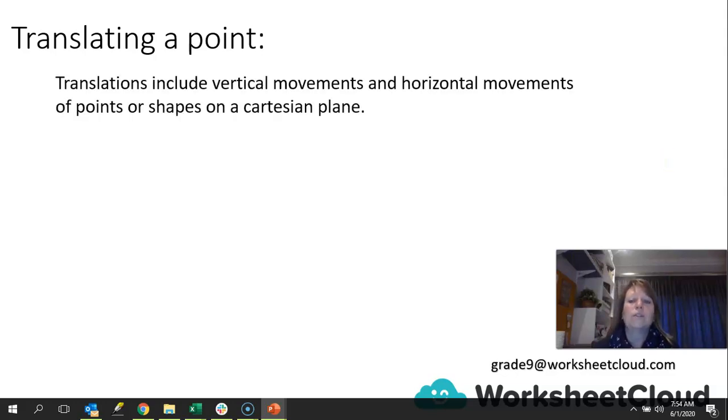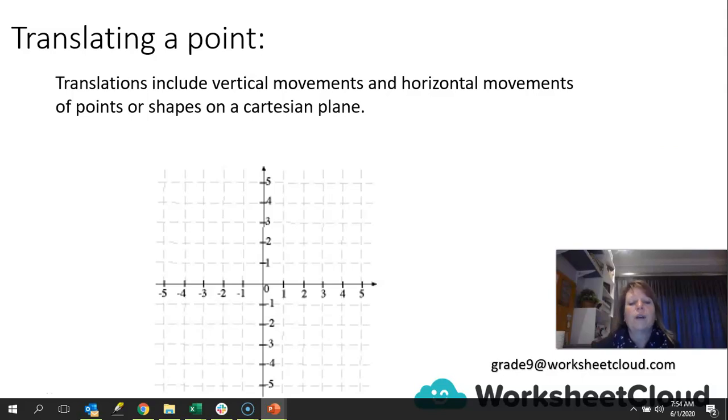Translations include vertical movements and horizontal movements of points or shapes on a Cartesian plane. So basically around the x and y axis. If we have a look at our Cartesian plane, we know that the horizontal axis is the x-axis and the vertical axis is the y-axis. Okay, all comfortable for now. We've done this before. It's not a big deal. We're just looking at the Cartesian plane.